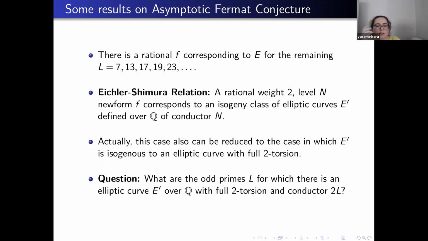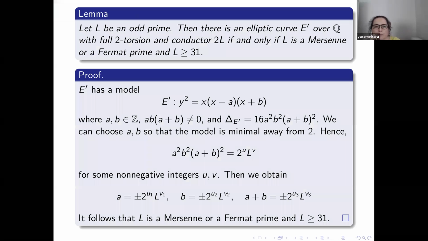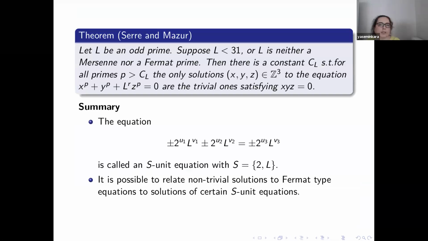And then they prove a lemma. Let L be an odd prime. Then there is an elliptic curve E prime over Q with full 2 torsion and conductor 2L if and only if L is a Mersenne or a Fermat prime and L is bigger than or equal to 31. Okay, so after this lemma, actually what they proved is the following.